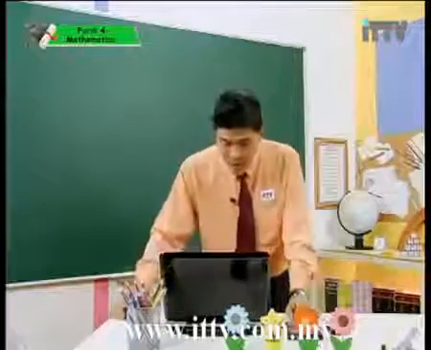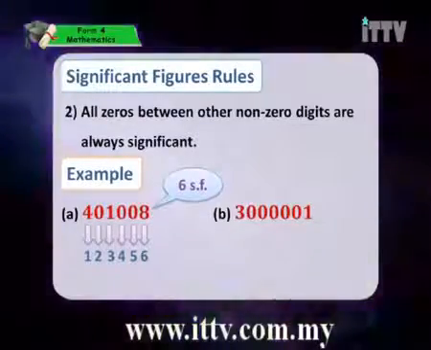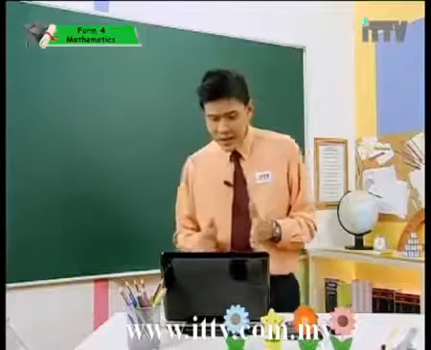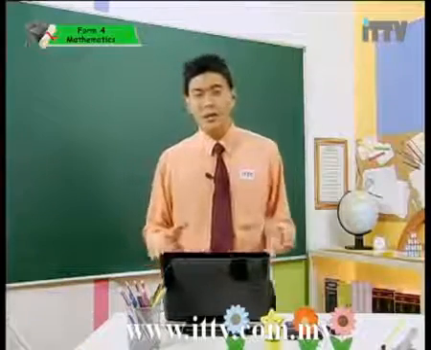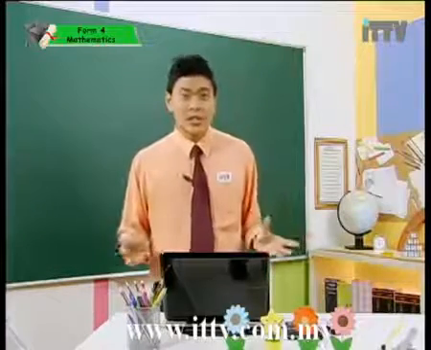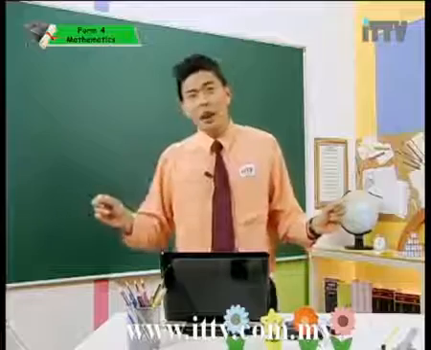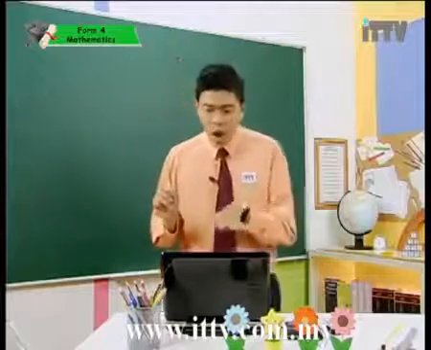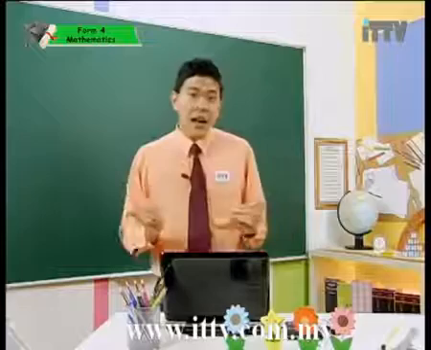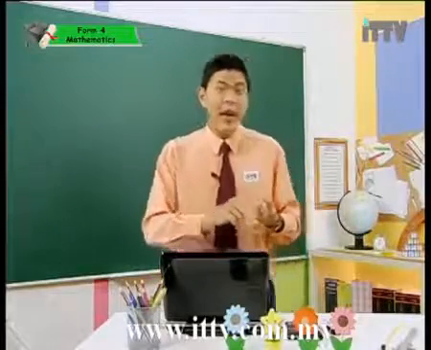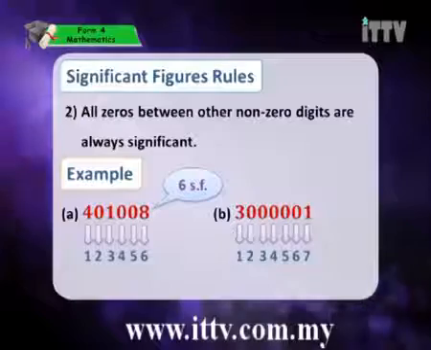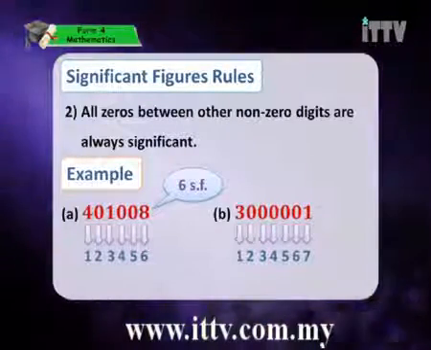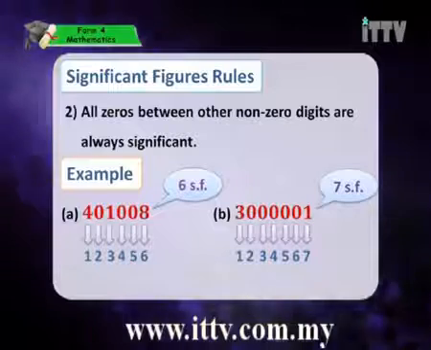Alright, one more example for you. In B, the number 30000001. There are many zeros, right? But look again at this number. Are the 5 zeros there trapped, or are they between non-zero digits? Yes, they are between the 3 and the 1. So as long as the zeros are between any 2 non-zero digits, the zeros are significant. So all these 5 zeros are considered significant, added with the 3, which is already significant, and the 1, because they are non-zero digits. So all 7 digits are significant. And this number is said to have 7 significant figures.